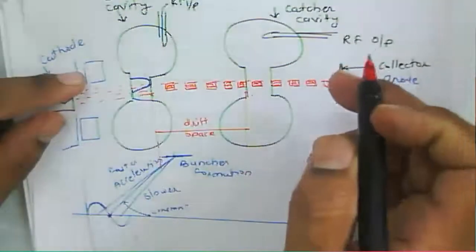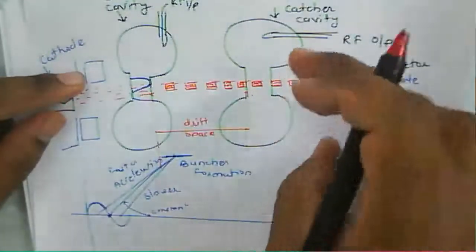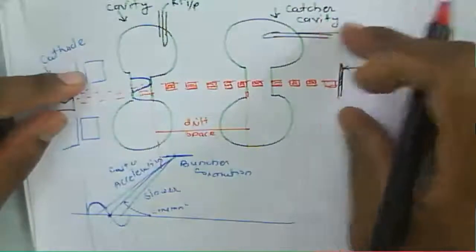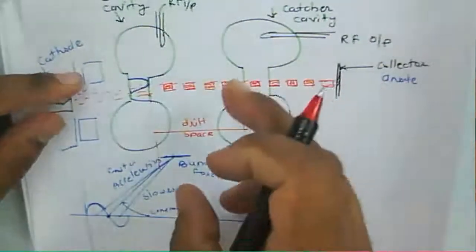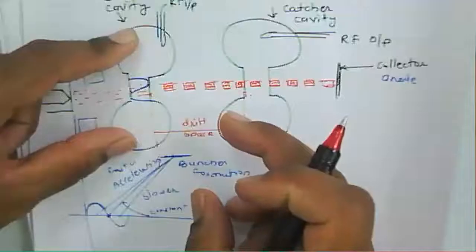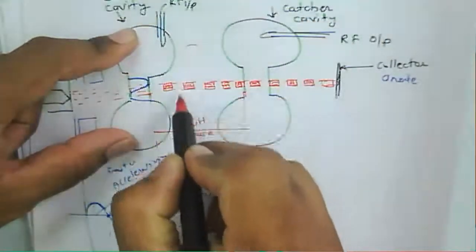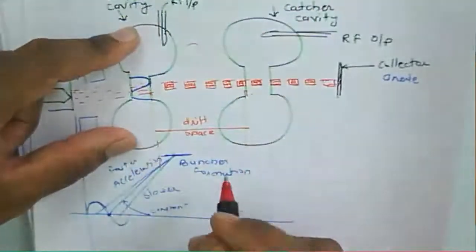If you want to increase the power further, we can use a multi cavity Klystron. Instead of two cavities, we can use multiple cavities. But the input cavity will be the buncher cavity, and the output cavity will be the catcher. In between, you can add more cavities so that your output will be increased.